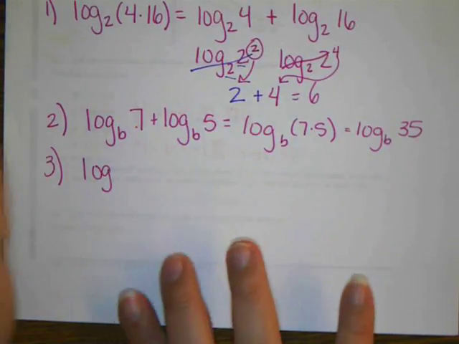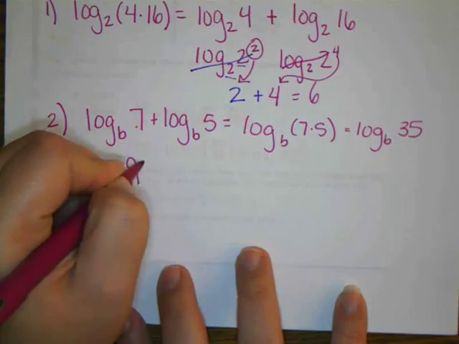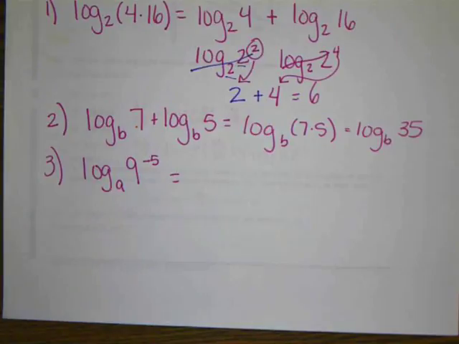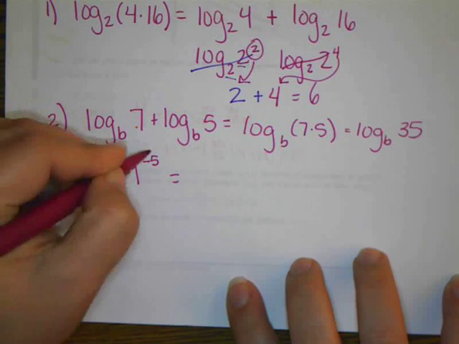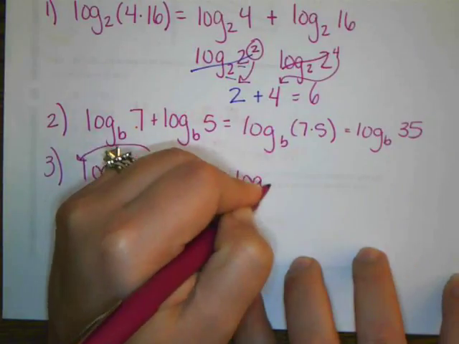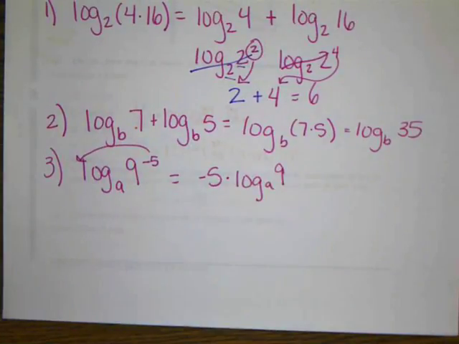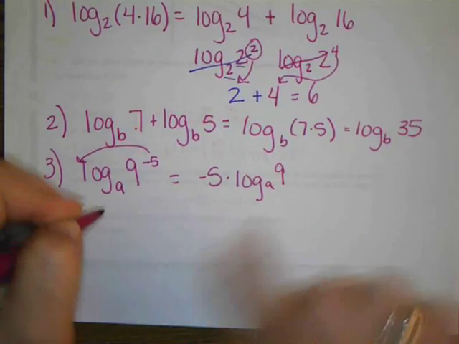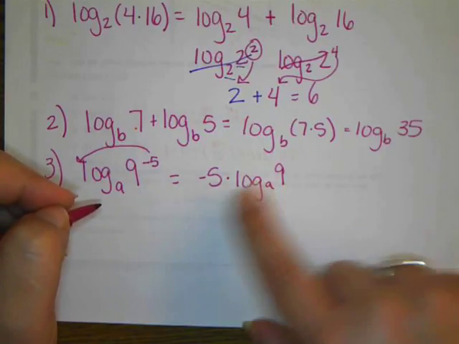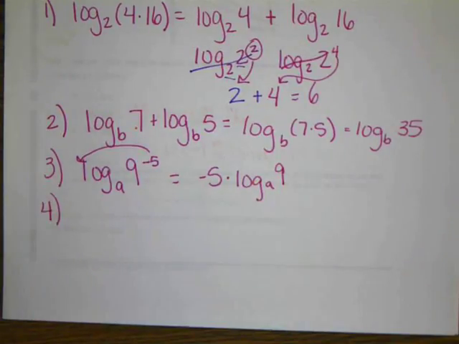Number 3, log base A of 9 to the negative 5th power. Pause it, think about which rule you're going to use. You should be using the power rule, which brings the negative 5 in the front and multiplies it times log base A of 9. And then that's simplified. If these were the same, A and 9, they would cancel into 1. It'd be negative 5 times 1, but in this case they're not.